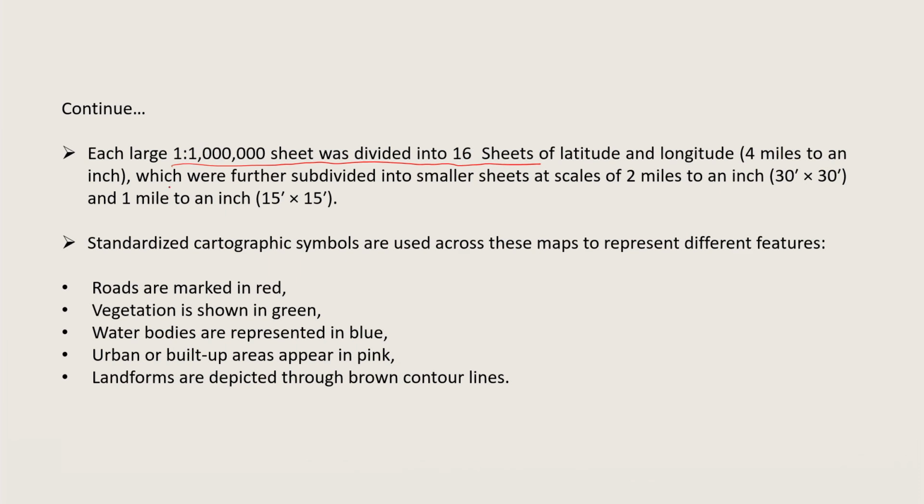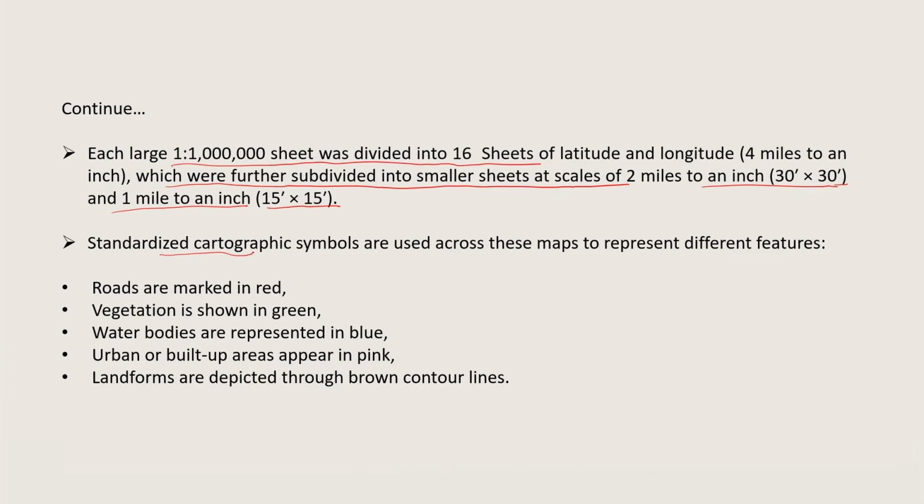Each large 1:1,000,000 sheet was divided into 16 sheets of latitude and longitude, 4 miles to an inch, which were further subdivided into smaller sheets at a scale of 2 miles to an inch, 30 inch into 30 inch, and a mile to an inch, 15 inch into 15 inch.